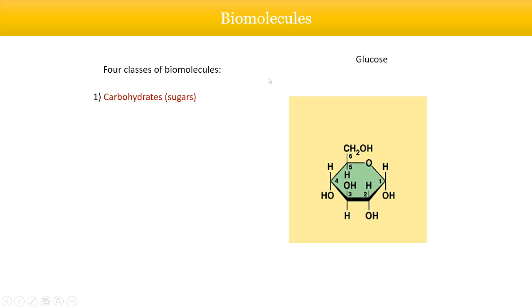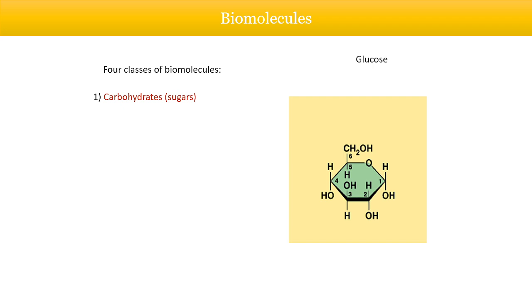One includes the carbohydrates or the sugars, like glucose, fructose, galactose. There are many different types of sugars having different numbers of carbons, like two carbon, three carbons, four, five, six, and it can go up to seven. Depending on the number of carbons and the structure of these sugar molecules, you give them different names, like glucose, fructose, galactose.